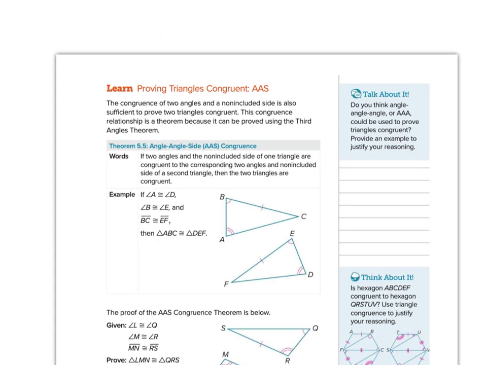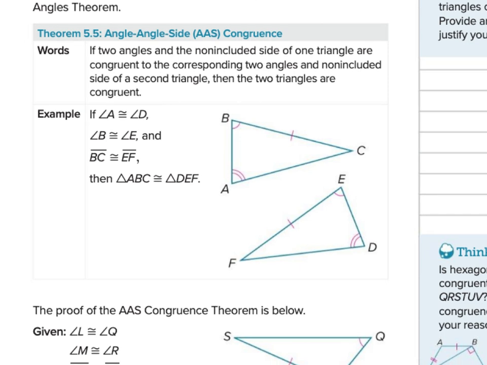Angle, angle, side. So this is a little bit different. Two angles and the non-included side of one triangle are congruent to the corresponding two angles and non-included side of the second triangle. So here, again, this angle is congruent to this angle is congruent to this angle. The included side would have been the side in between the two angles, but now they're saying it's the side outside, not included. So there you go, not included would be able to prove that two triangles are congruent.